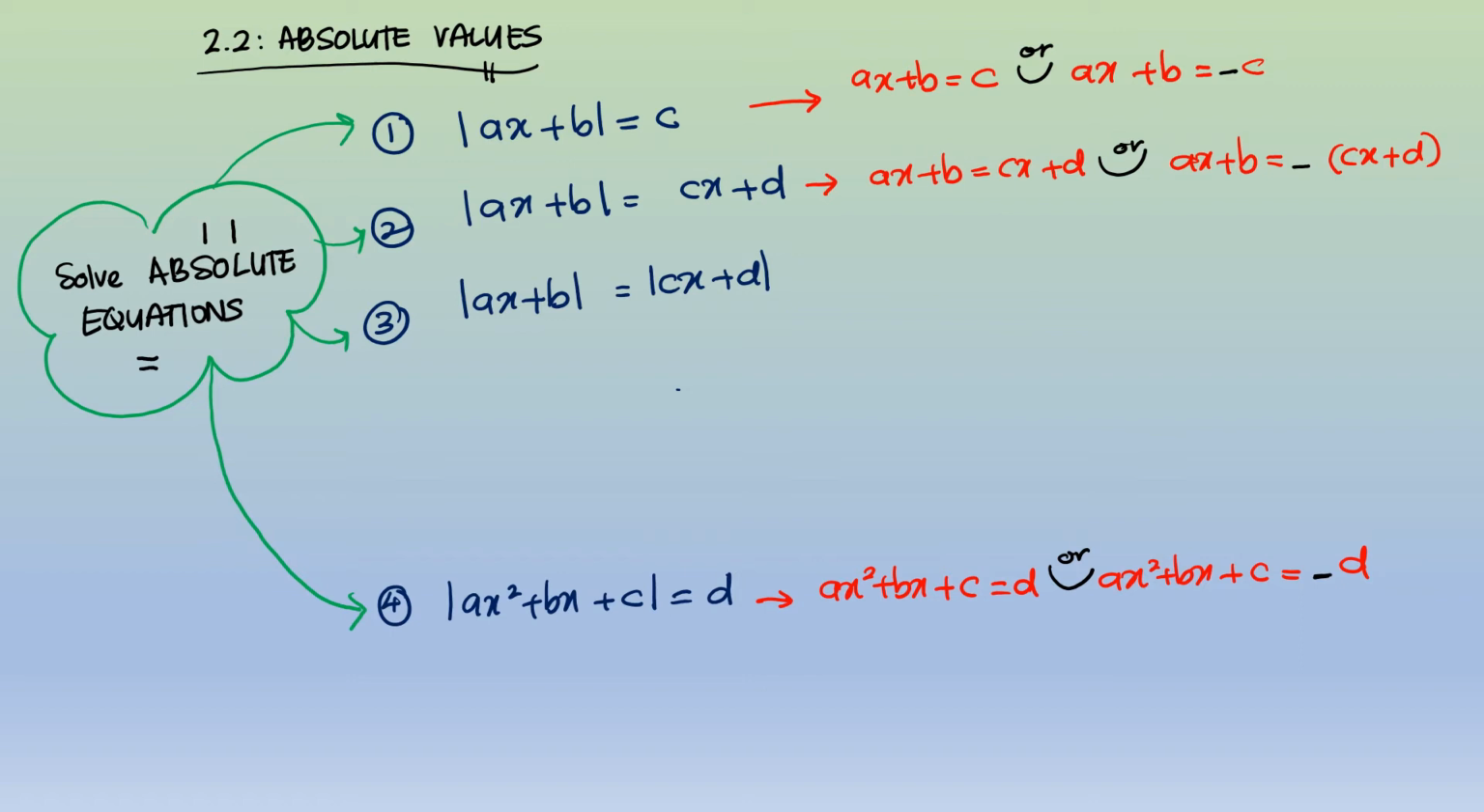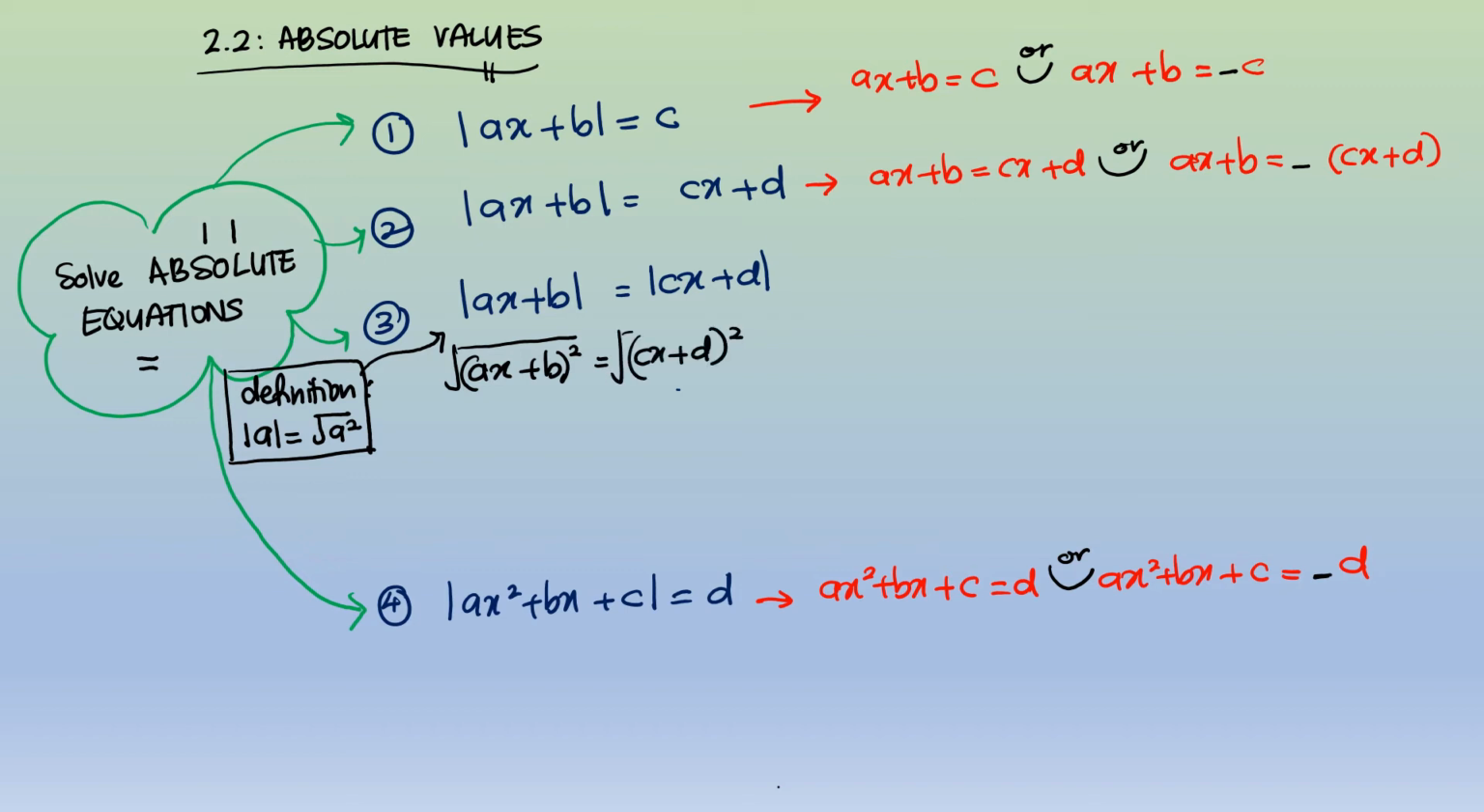Next I would like to explain number 3. You have modulus everything on the left and on the right. Here I would like to go back to our definition. We have modulus a is equal to the square root of a squared. So here we will use this to solve this question. We change everything by using this definition. So it is equal to the square root of (ax plus b) squared equal to the square root of (cx plus d) squared. That's how we are going to change.